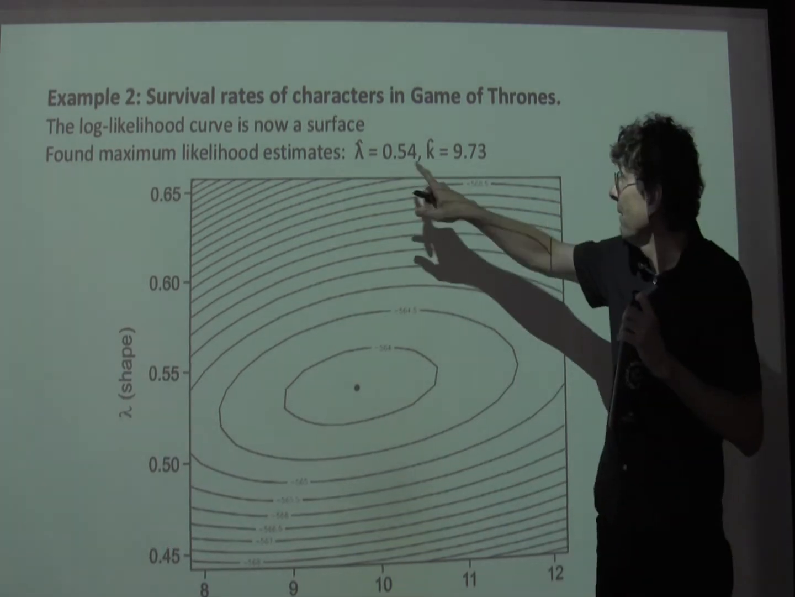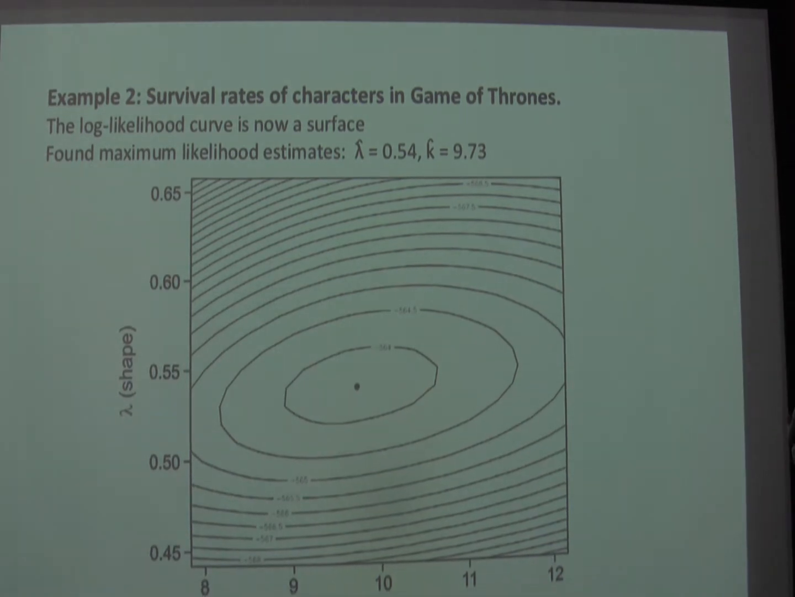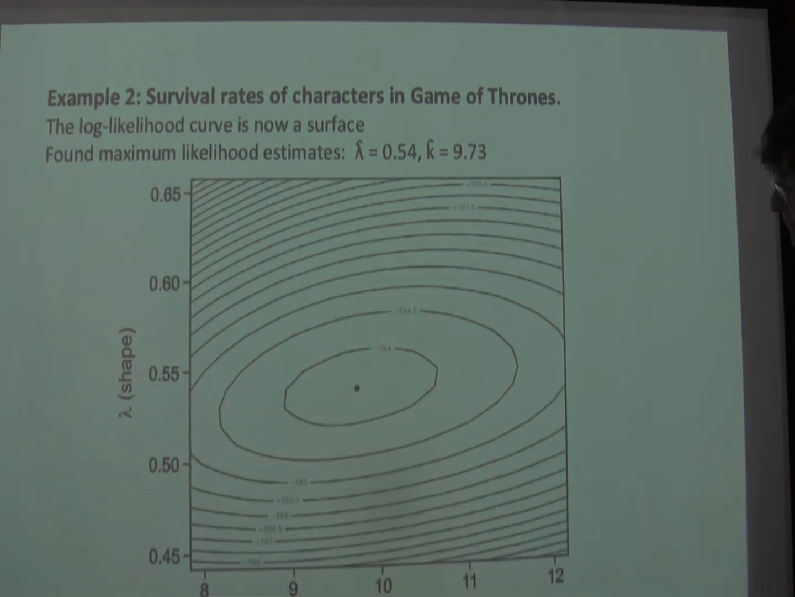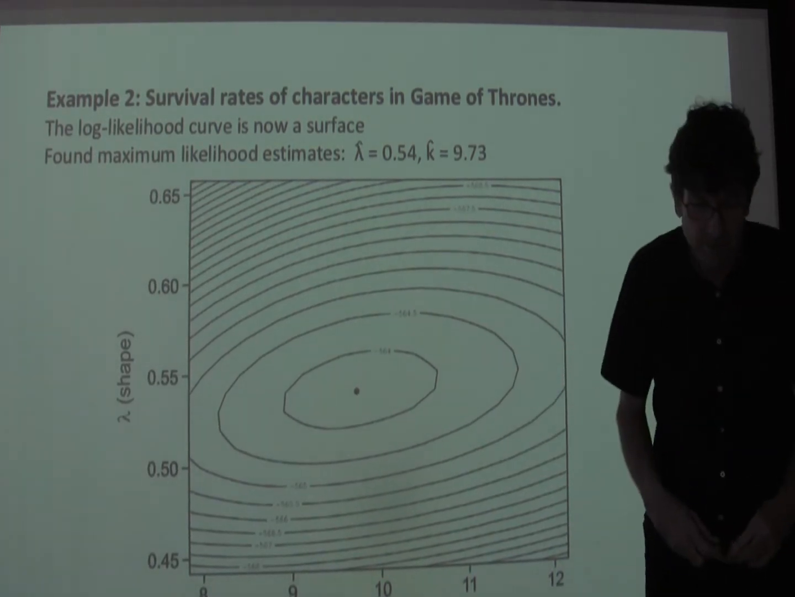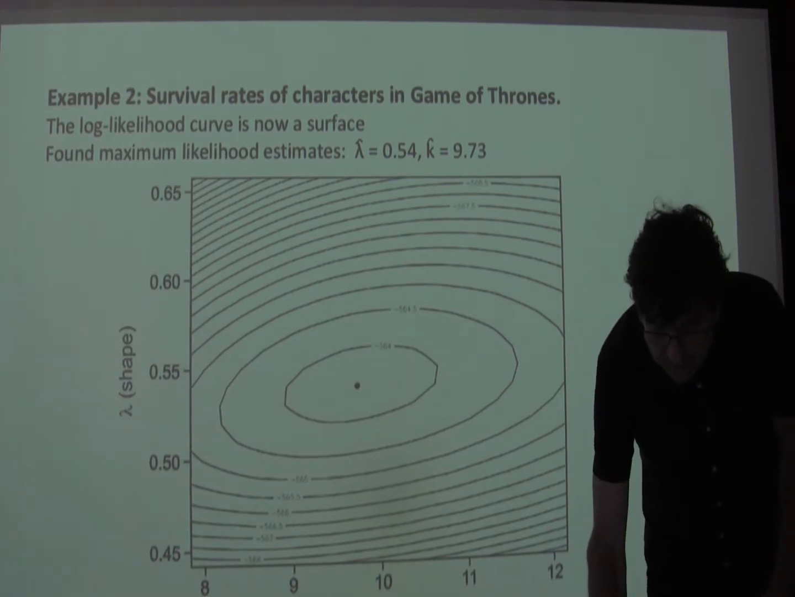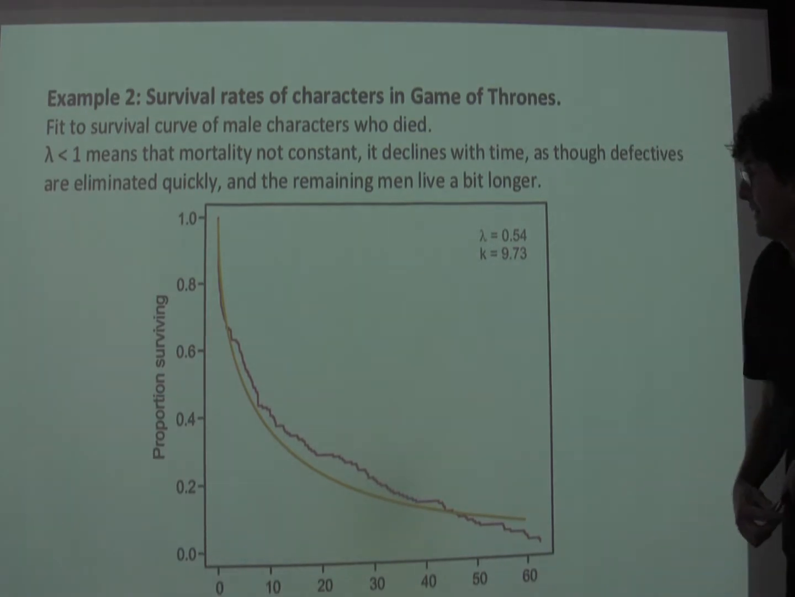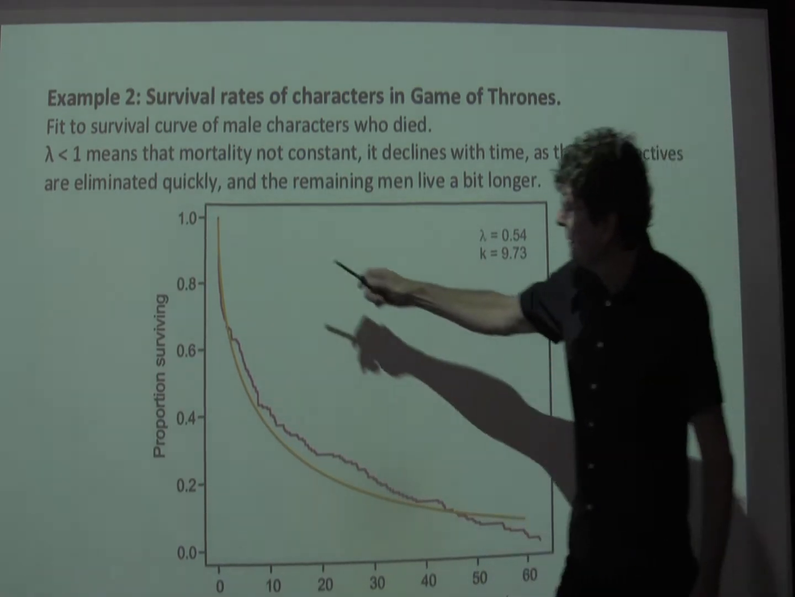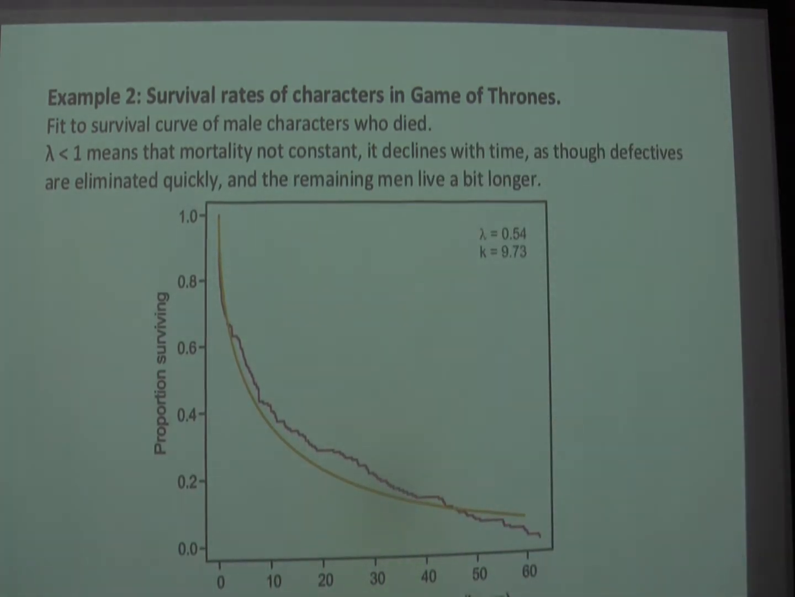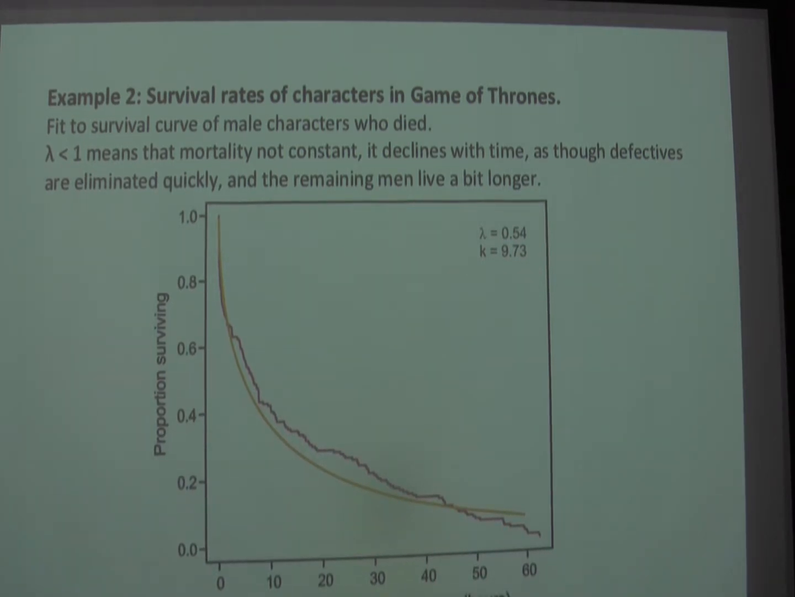So lambda hat was 0.54, and then scale, which is really not all that useful, because scale would be different if I changed it to days instead of hours. It's the shape parameter that we're interested in. So here's our original survival curve, and then here is the Weibull curve drawn using the maximum likelihood estimates for scale and shape shown there.